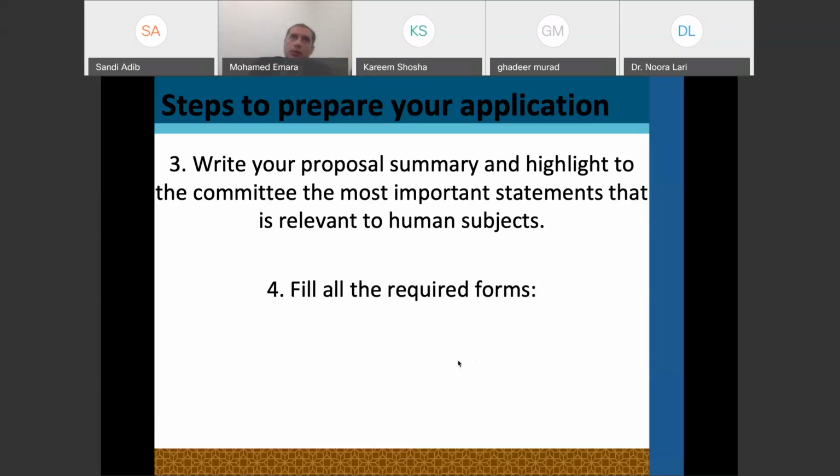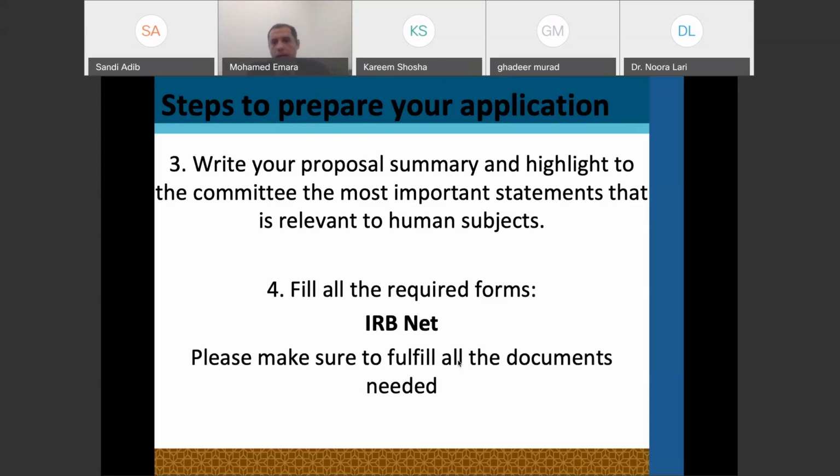Fill all the required forms. Thankfully for the IRB office, we have launched the IRBNet. And I think there's been an awareness session for the IRBNet. So now you should know how to log in, how to apply for the application, and the required forms are there. Please make sure to fulfill all these documents that are needed.